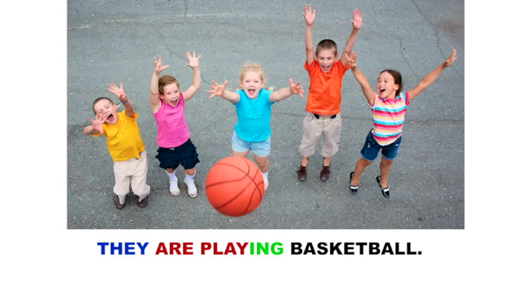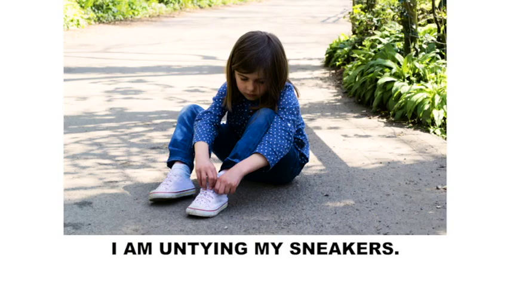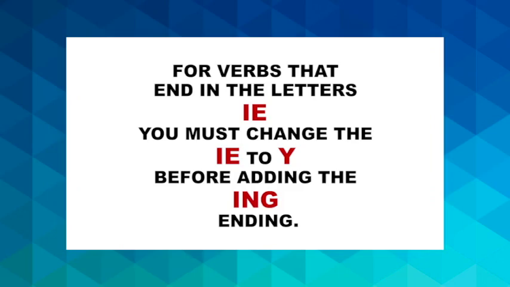Let's try one more. I am untying my sneakers. In this sentence, the subject is I, so the correct helping verb is am. Our verb is untie. This verb is a tricky one. For verbs that end in the letters ie, you must change the ie to y before adding the ing ending. There are several other spelling rules to follow when forming the present participle.